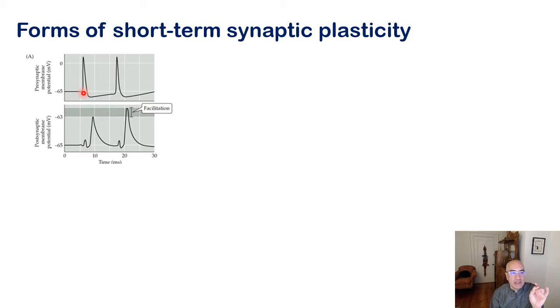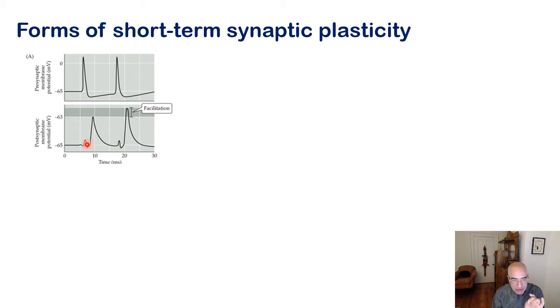So the first one that you do is the control, and you see a postsynaptic response. And then the second one is a test pulse, and you see if the second one produces the same response, in which case the synapse is not showing plasticity, or if the response to the second action potential coming presynaptically produces a larger postsynaptic potential, in which case you have a phenomenon known as facilitation, or if it produces a smaller one, in which case you have a phenomenon known as depression.